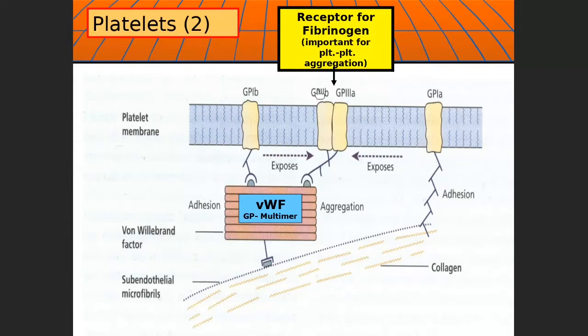This is glycoprotein 1b for platelet adhesion with von Willebrand factor and then to the subendothelial collagen. The second glycoprotein 2b, glycoprotein 3a, is the receptor for fibrinogen, and it is the receptor for platelet aggregation. Abnormality in these receptors will give rise to disturbed hemostasis or disturbed platelet function.